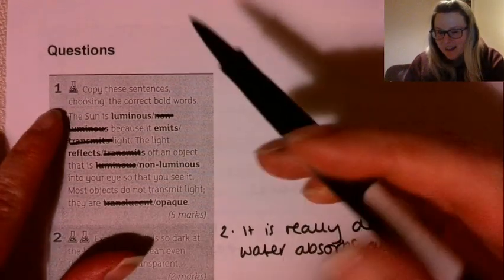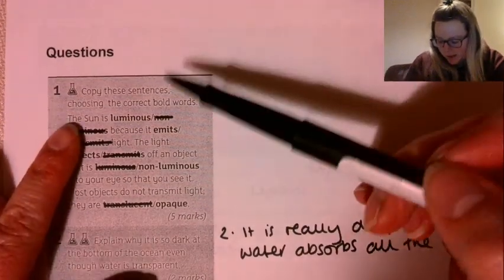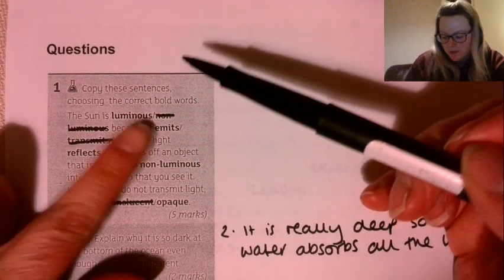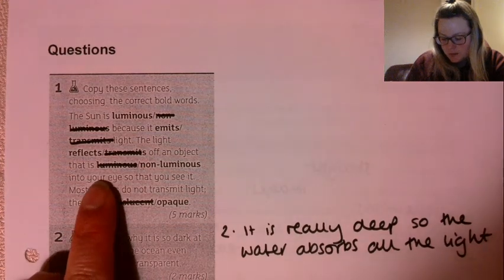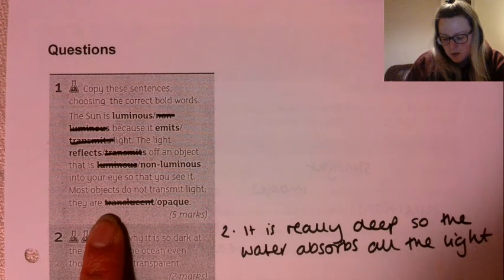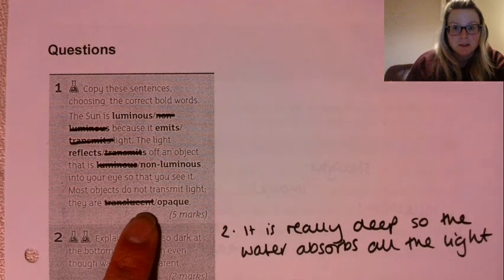Okay, so question 1, we had to just pick the right word. So the sun is luminous because it emits light. The light reflects off an object that is non-luminous into your eye so that you can see it. Most objects do not transmit light, they are opaque.